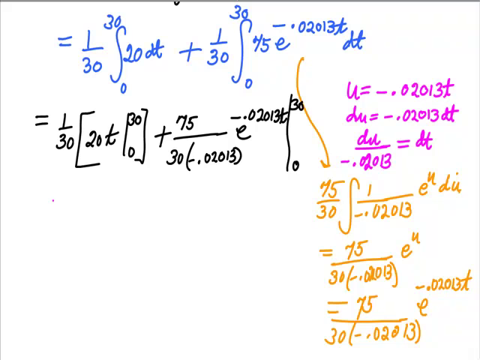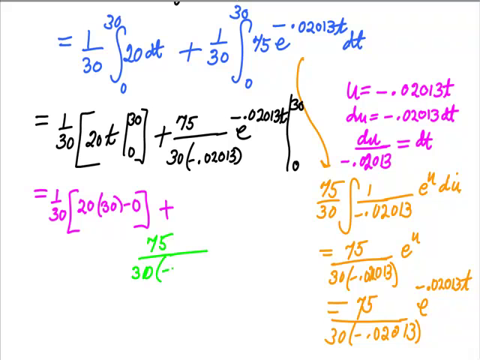So this first one, it's just 1/30th, 20 times 30 minus 20 times 0. The second part will be, now the second part is 75 over 30 times negative 0.02013 times e to the 30 times negative 0.02013 minus e to the 0.